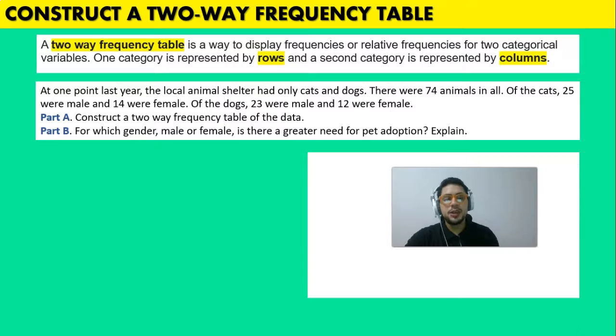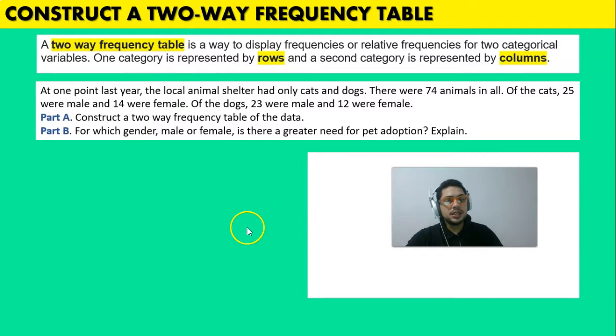So in this case, we're going to be taking a look at the following situation. At one point last year, the local animal shelter had only cats and dogs. There were 74 animals in all. Of the cats, 25 were male and 14 were female. Of the dogs, 23 were male and 12 were female. And then they ask us two questions. The first one is, construct a two-way frequency table of the data, and B, for which gender, male or female, is there a greater need for pet adoption?